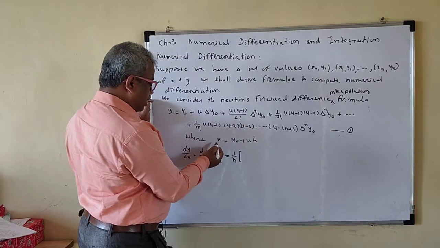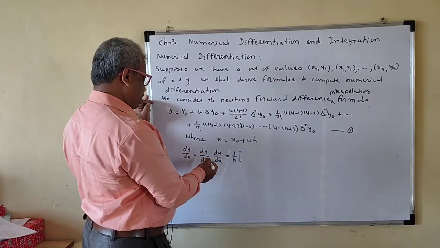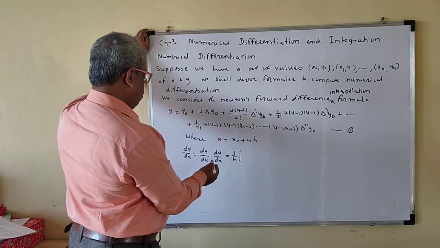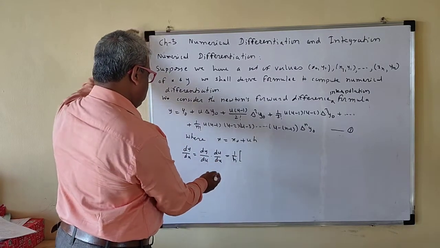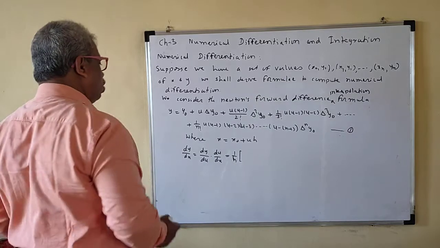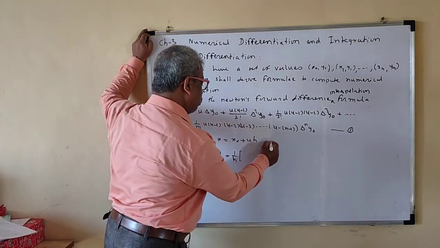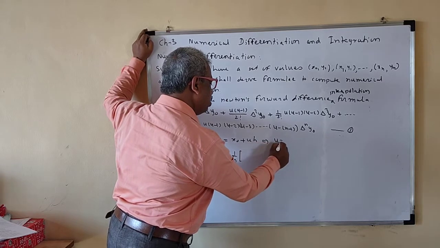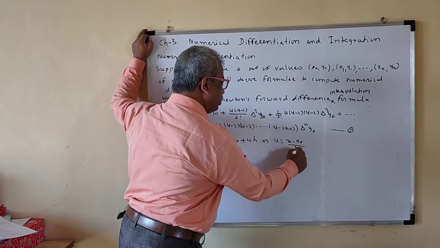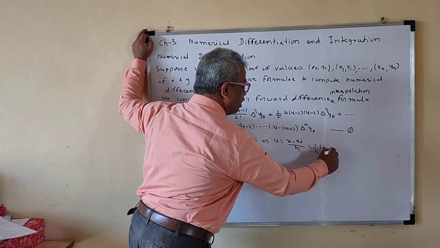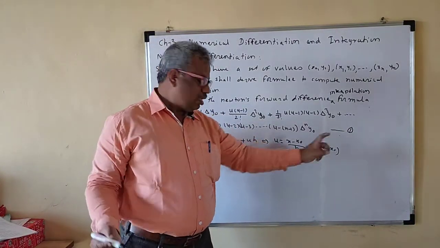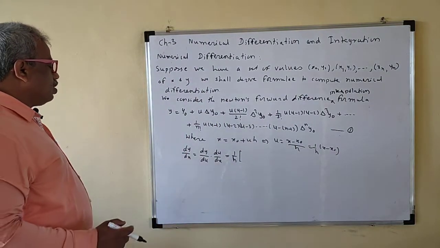Why? Let's see du by dx. Here u is equal to x minus x naught upon h, that is 1 upon h times x minus x naught. So du by dx is what? 1 upon h is constant, and the derivative of x is 1, so this is 1 by h.